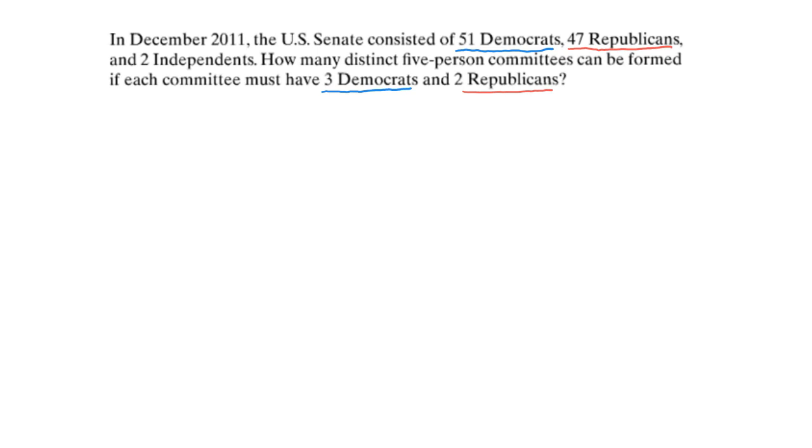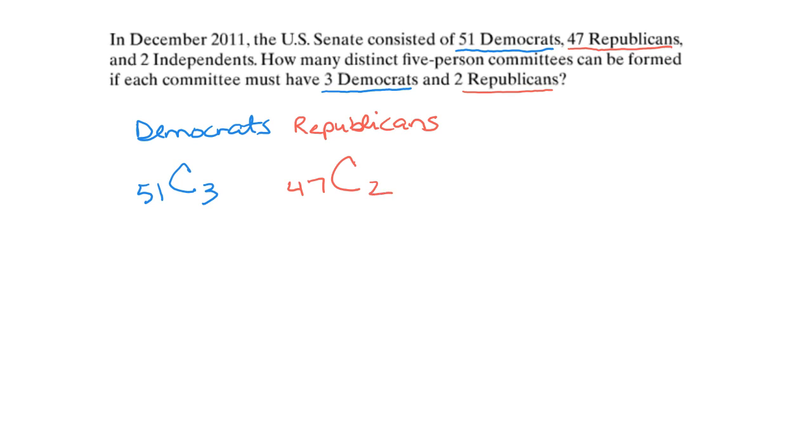All right, so let me just write this up here. For the Democrats, we have 51 choose 3, right? Then we're going to do our Republicans. And that one's going to be, we have 47 Republicans, and we're choosing 2. Right, and I'll put this over here, the independents. There are 2 independents, and we're choosing 0.